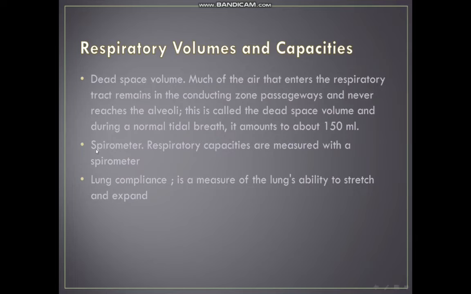Spirometer. Respiratory capacities are measured with a spirometer. This is how to measure the capacity of the respiratory system. The lung compliance is a measure of the lung's ability to stretch and expand.